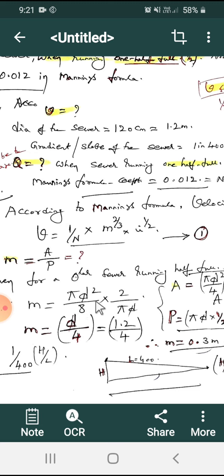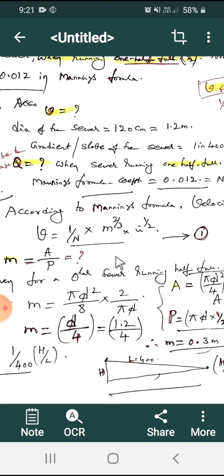What is A here? P is in the denominator, so that 2 will go to this one. Now if you cancel all these things, d and pi, d will be remaining and 2 into 4 is 8. So d will be remaining in the denominator 4, so that M will become d by 4. Please remember this, how to calculate. If you determine the individual parameters, the problem will become very easy.